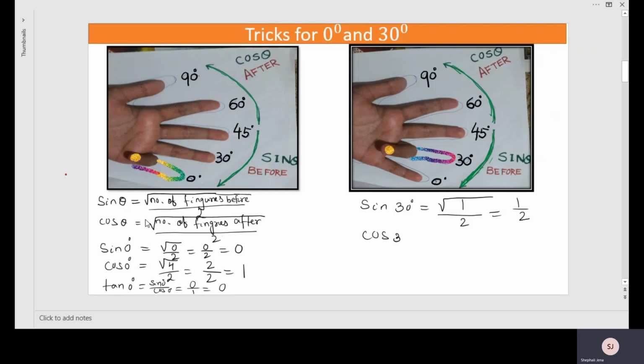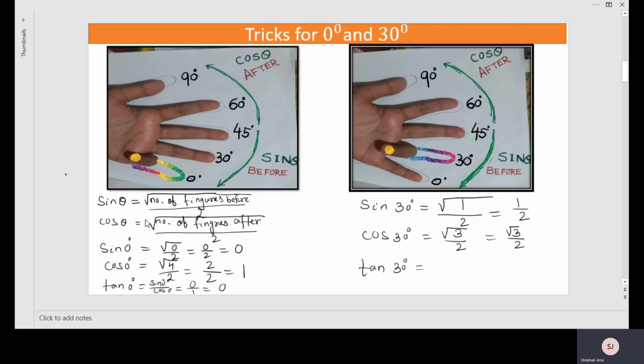Similarly, cos 30 degree. I told you, number of fingers after. So after this ring finger, how many fingers are there? 1, 2, 3. So square root of 3 divided by 2. So root 3 by 2. Like that, tan 30 degree.